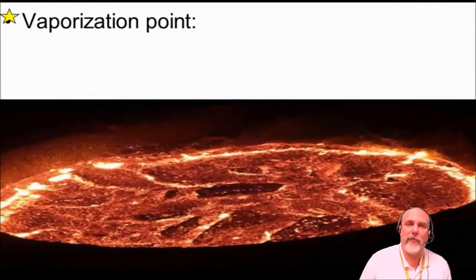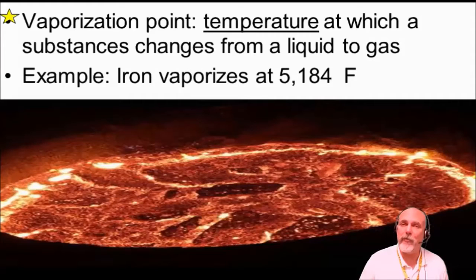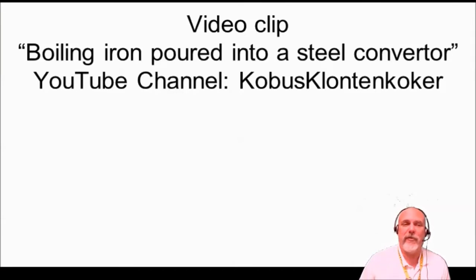Vaporization point. We know from before that the melting point is the temperature at which a substance will melt. The vaporization point is the temperature at which a substance changes from a liquid to a gas. This is a temperature. For example, the vaporization point of iron is over 5,000 degrees Fahrenheit. Here's a video clip.